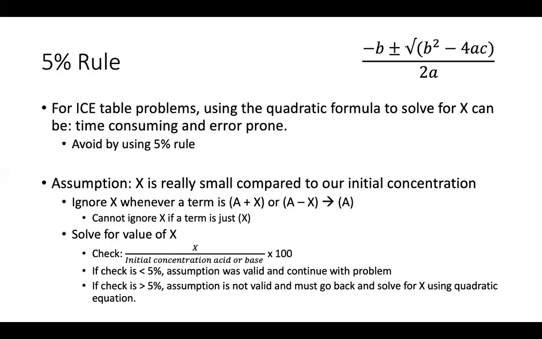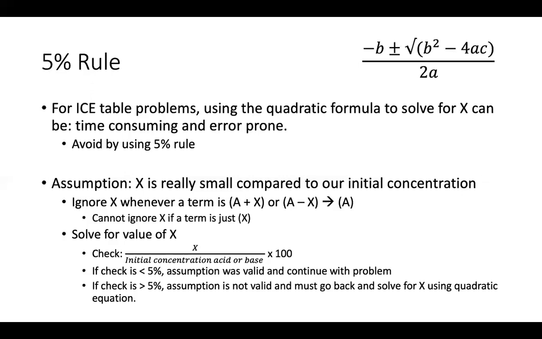Whatever A represents. Now, an important thing to note is that you only ignore X when it comes up in this context, A plus X or A minus X, right? If the concentration of a product or reactant at equilibrium is just equal to X, you cannot ignore it, okay? And that might become more evident. I have an example on the next two slides. Okay, but if at equilibrium the concentration is equal to just X, you cannot ignore that.